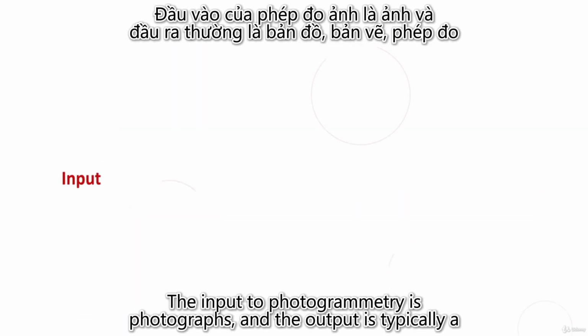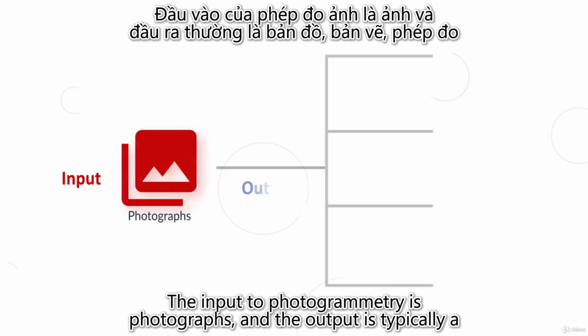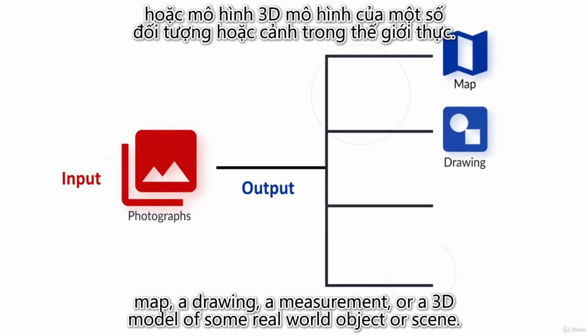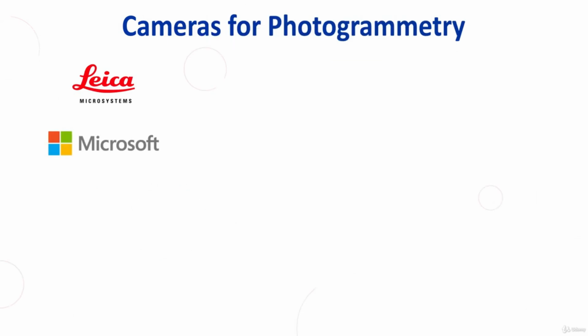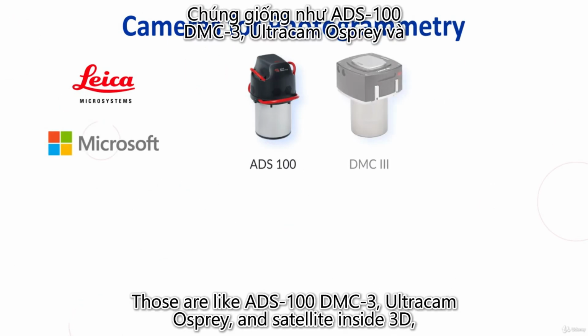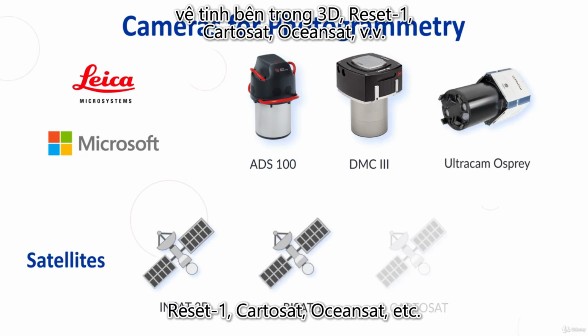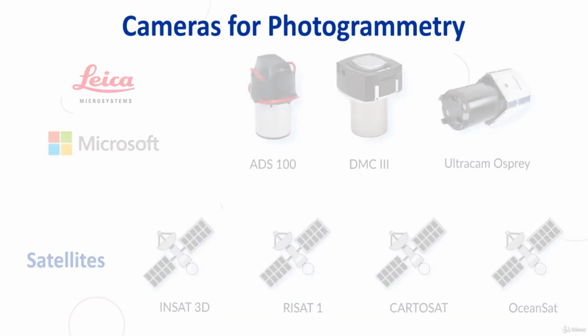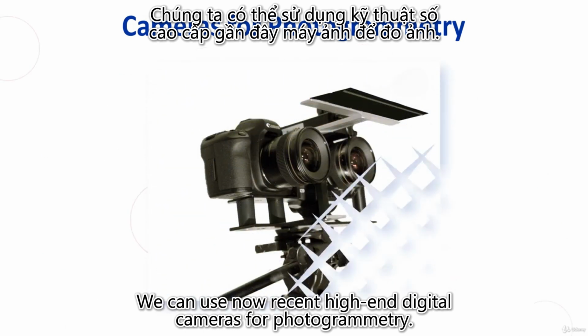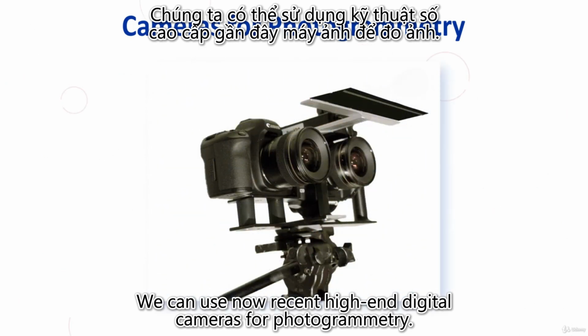The input to photogrammetry is photographs, and the output is typically a map, a drawing, a measurement, or a 3D model of some real-world object or scene. Cameras used for photogrammetry are some from Leica, some from Microsoft, like ADS100, DMC3, UltraCam Osprey, and satellites like InSat 3D, ReSat-1, Cartosat, OceanSat, etc. We can now use recent high-end digital cameras for photogrammetry.